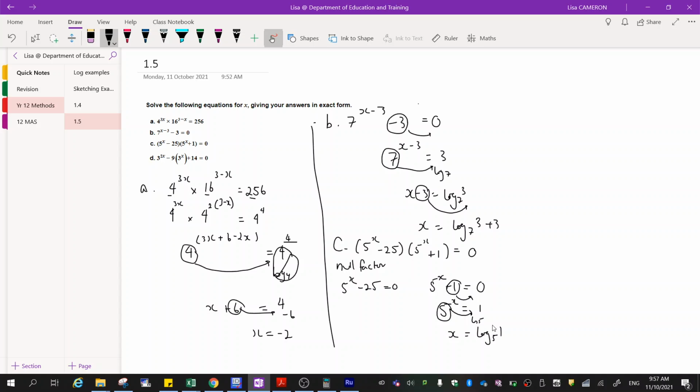Now, I can simplify this further because I know this rule. If I think about what makes this statement true, the only thing that will make 5 to the power of something equal 1 is if x is equal to 0. Okay, now we can start solving the other one.